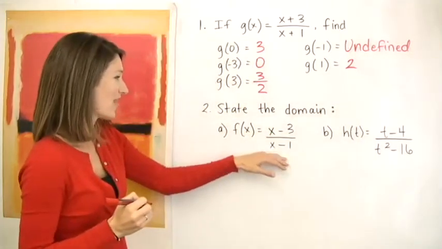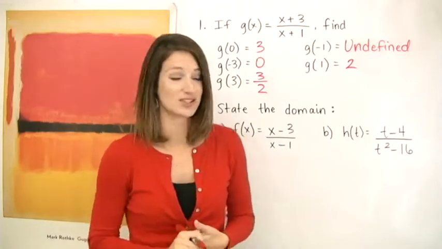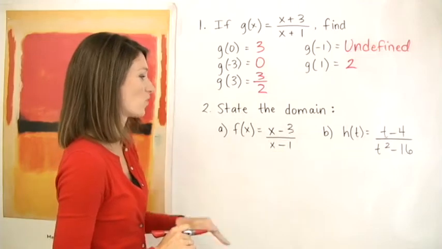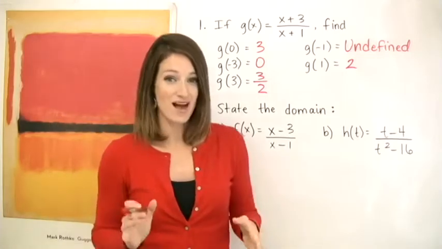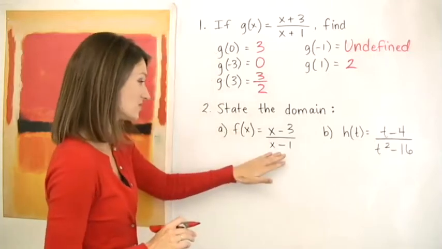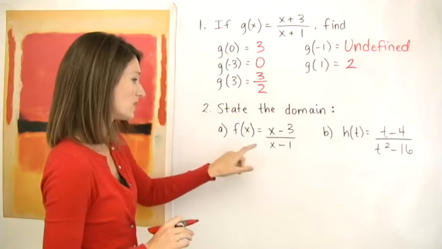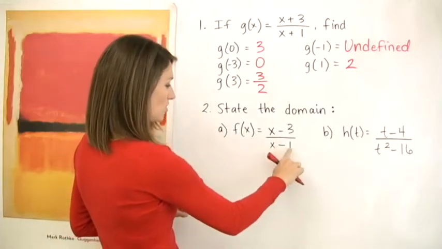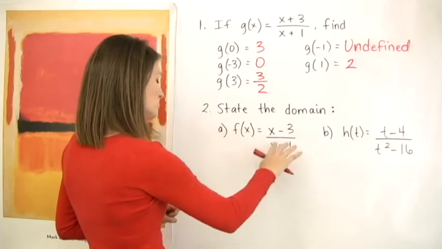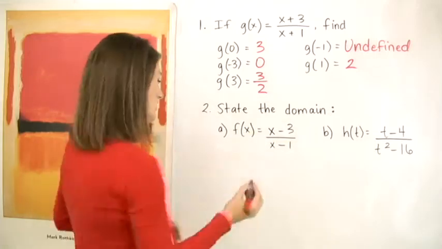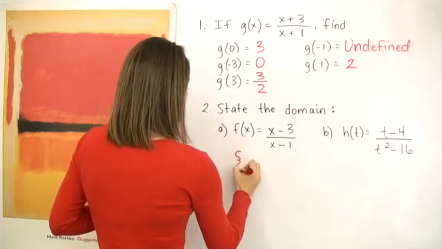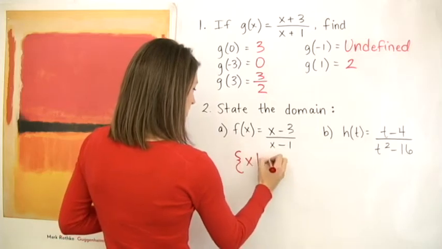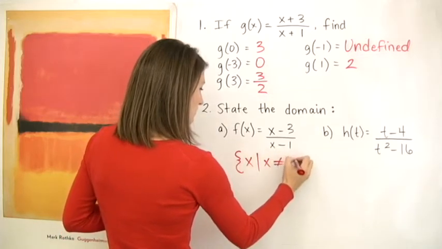Okay, our second problem here asks us to state the domain for a couple functions. Our first function is f of x equals x minus 3 over x minus 1. So going back to thinking about what values for x will make the denominator 0 and therefore this function undefined, we can look and see that if x equals 1, then we have 1 minus 1 and our denominator is 0. Therefore this function is undefined where x equals 1. So we can write our domain as this. X is all values such that x does not equal 1.